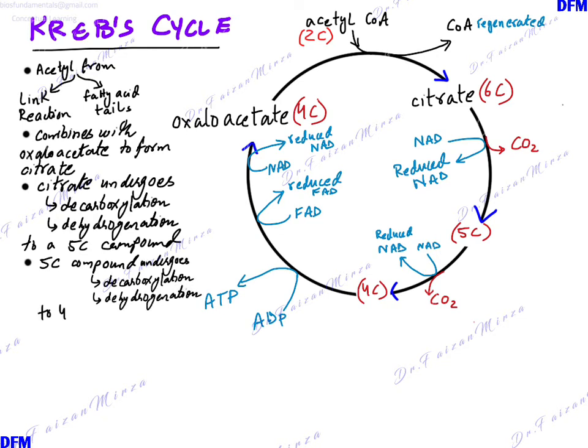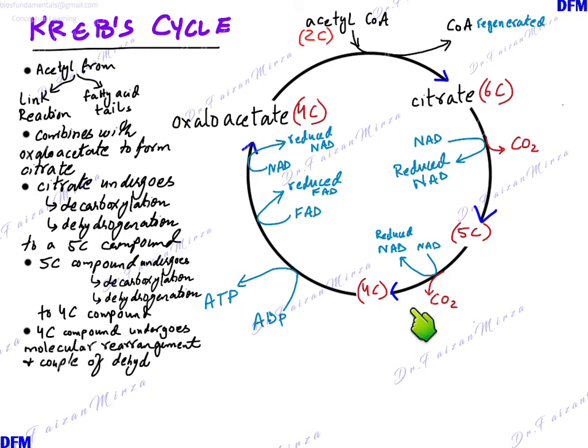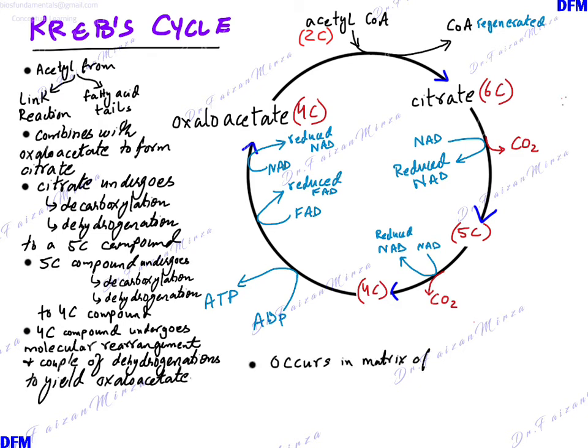Again, decarboxylase and dehydrogenase enzymes will be required here to carry out these reactions. Molecular rearrangement of the 4-carbon compound ends up producing ATP by the process of substrate level phosphorylation. And again, the Krebs cycle occurs in the mitochondrial matrix.